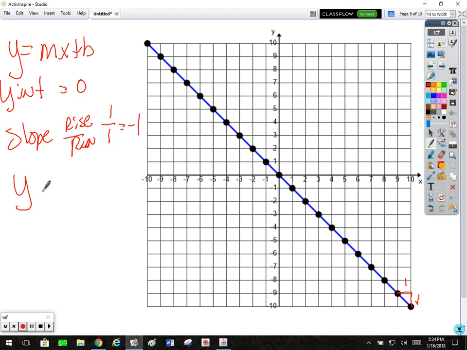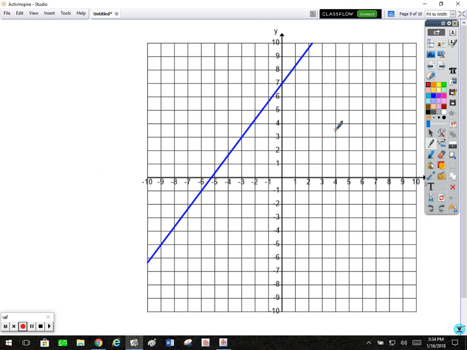So my equation is y equals -1x plus 0. But remember, we don't have to show this 1 or the 0, so the equation for this one is actually y equals -x. Okay, let's fix this a little bit better, where we can read it just a little bit better. Y equals -x. Okay? All right. So you see, all we're doing is finding the y-intercept and finding some dots.